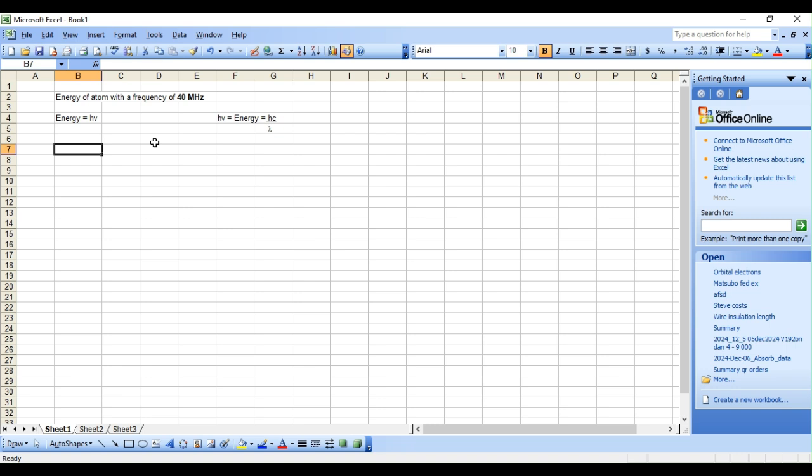Using Excel, I just type equals 40. Now what's mega? E to the sixth. That's a million. That's 40 megahertz times Planck's constant, which is 6.626 e to the minus 34. There we go. That's the energy.